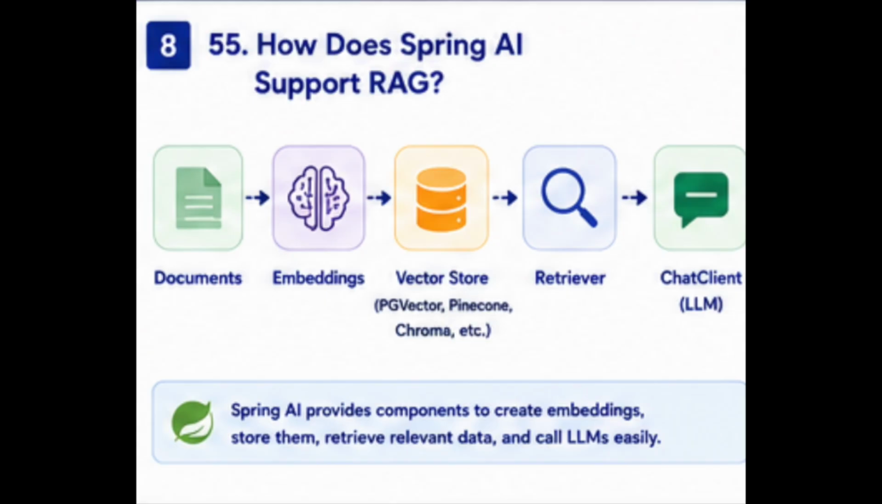How does Spring AI support RAG? Spring AI provides built-in support for many RAG components. It can work with embedding models to create document embeddings. It supports vector stores where embeddings are stored. It can retrieve relevant documents based on similarity search. Finally, chat client combines the user's question with the retrieved context and sends everything to the LLM. Spring AI allows developers to build a complete RAG pipeline without writing every integration from scratch.